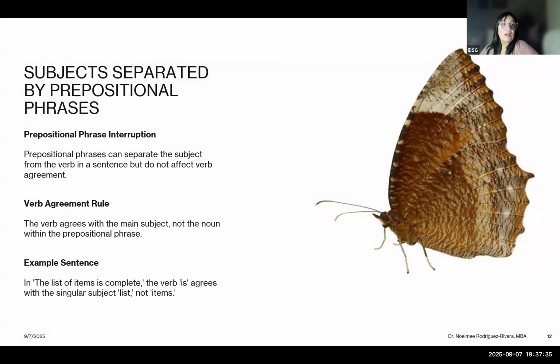When we are talking about subjects separated by prepositional phrases, when prepositional phrases interrupt the subject and the verb, the verb must agree with the main subject, not the noun in the phrase. For example, the list of items is complete. This is an example where the verb must agree with the main subject.